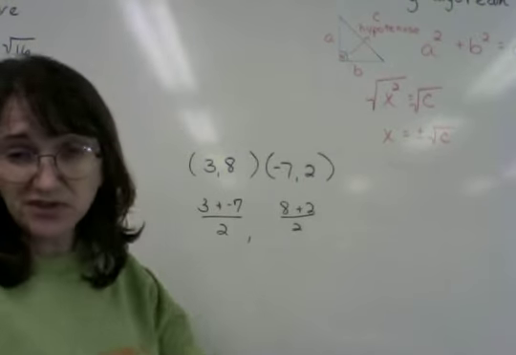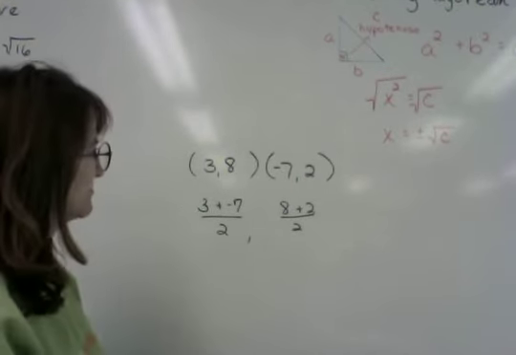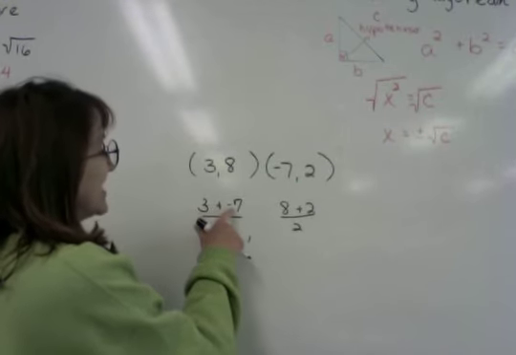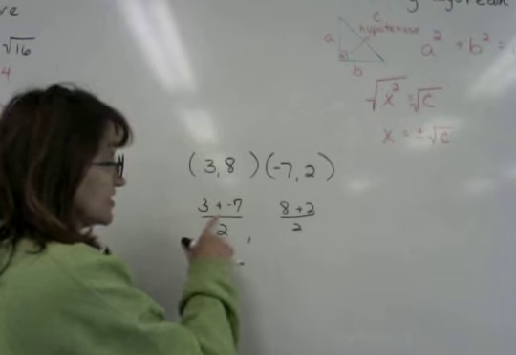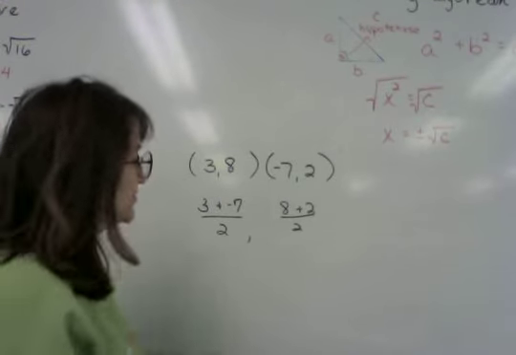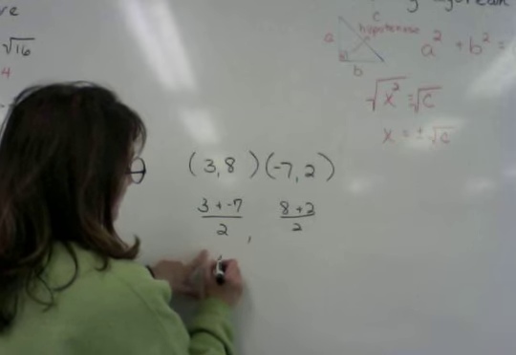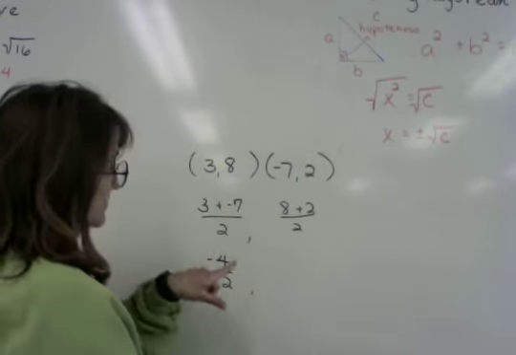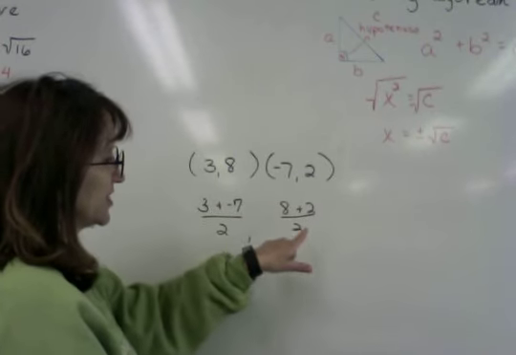So let's just assume this is a line. I don't know, it kind of looks like a line. So I have 3 and a -7. My signs aren't the same, so I'm going to subtract and take the sign of the larger absolute value number. So now I have -4 over 2, right? Then I have 8 plus 2, that's going to be a 10.